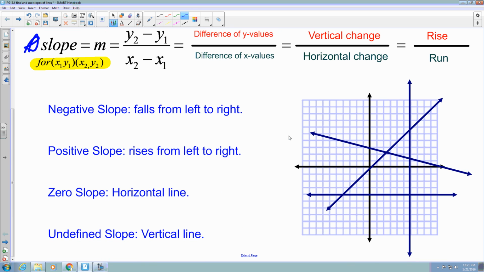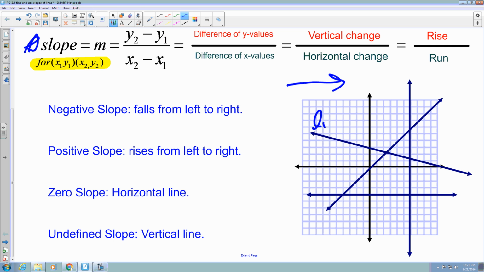There are 4 different types of slopes. The first two we should be pretty familiar with. The first one is a negative slope. Negative slopes fall going from left to right. Anytime you see a line falling from left to right, like this line 1 right here, this would be an example of a line that has a negative slope.